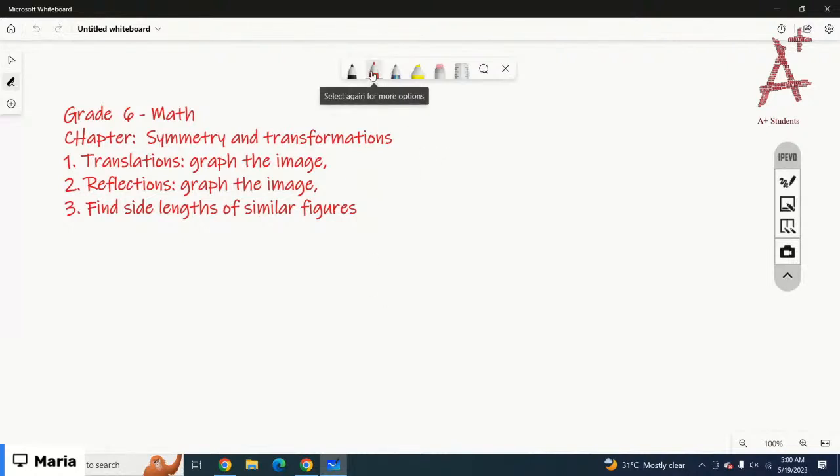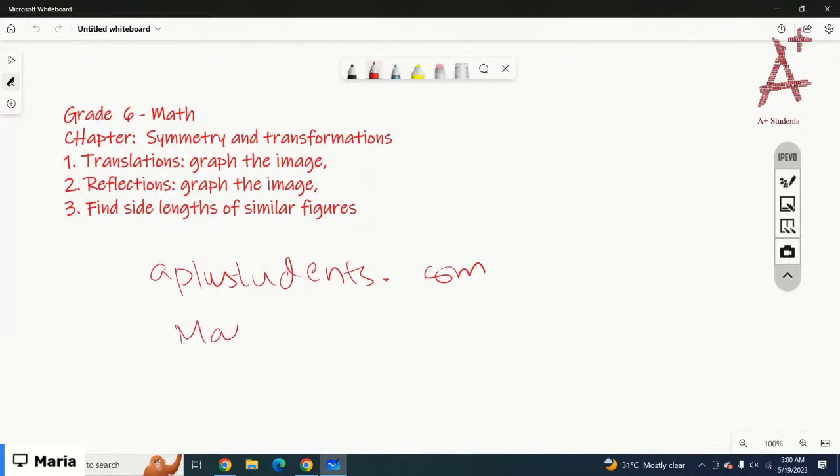So you can find all the lessons on aplusstudents.com. You have to log in there using your email address and the password provided by the administrator. Then you have to select math from the subject tab. Scroll down to grade 6 and then click on view all lessons. There you can find a list of the chapters.